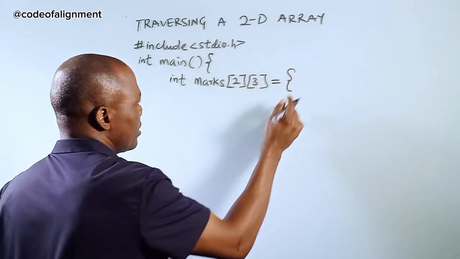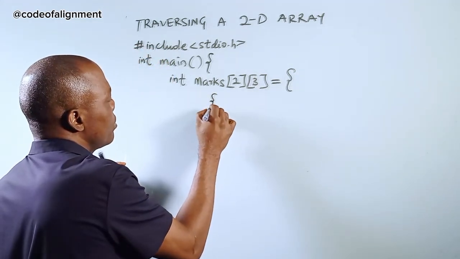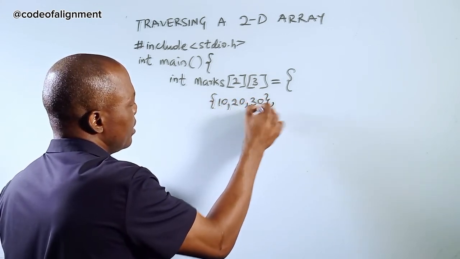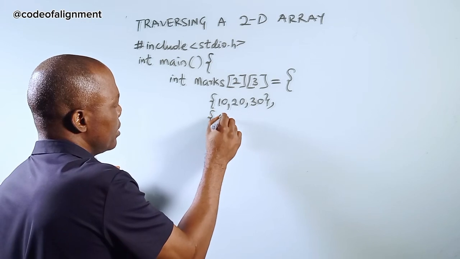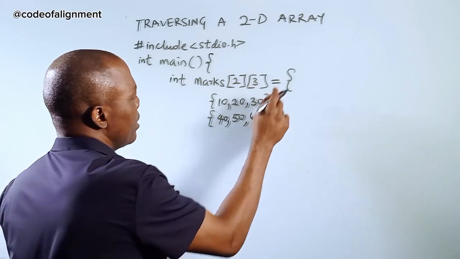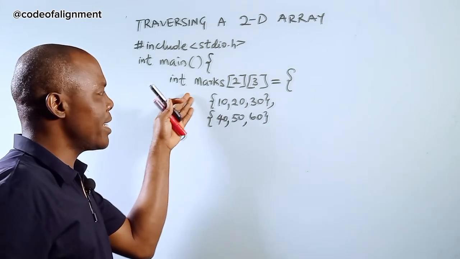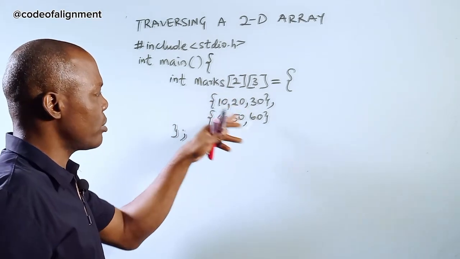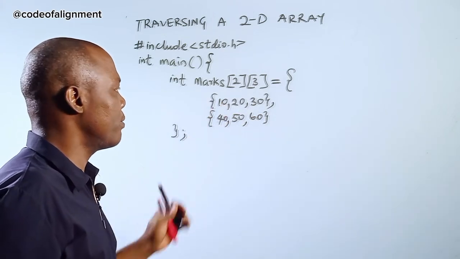Then I will initialize. So this is my curly bracket. Then inside it, I will put 10, 20, 30, then comma. Then the other one will be 40, 50, and 60. Then I'll close this. So this is me declaring and initializing my array at the same time. So I've done that: a two-dimensional array, 2 rows and 3 columns, holding 10, 20, 30, 40, 50, 60.